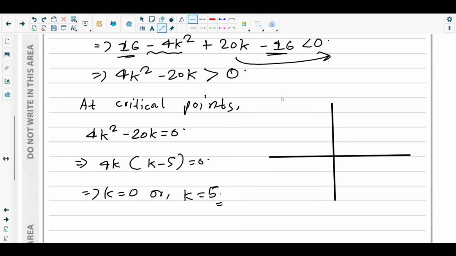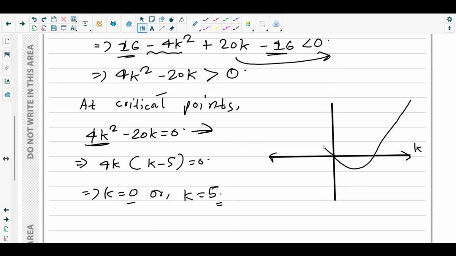Okay, so let me draw the curve for this equation: 4k squared negative 20k. The coefficient of k squared is positive, so it must have a minimum turning point, and it will pass through 0 and the point 5, k equals to 5. This is the k axis. Instead of x, it's now k. So the curve will be a bit like this. Now we got the critical points. This is 0 and this is 5. Okay, now check the inequality.